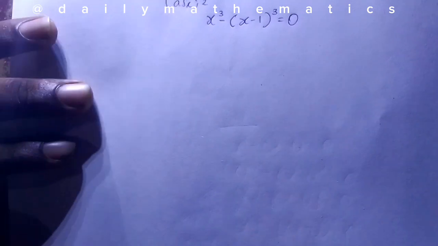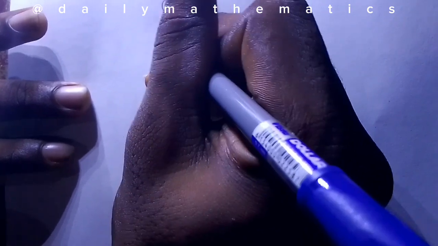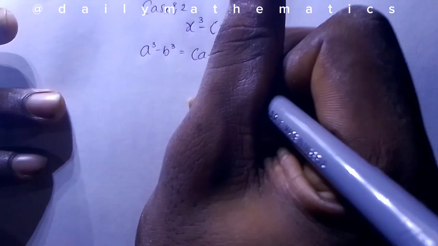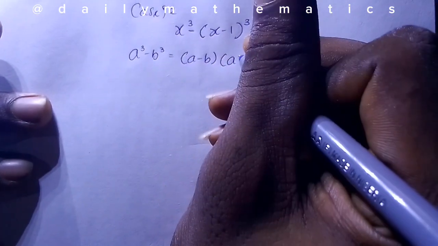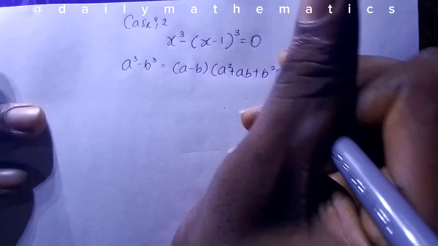So how do we go about it? From here we can see the difference of two cubes, right? So we can see a difference of two cubes here. When we have a cube minus b cube, it gives us a minus b, bracket a squared plus ab plus b squared, right?